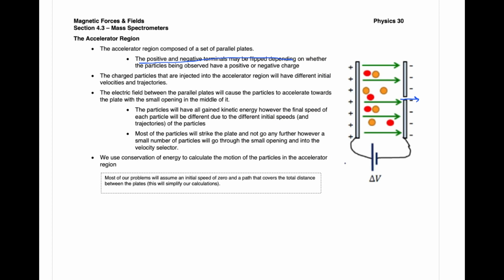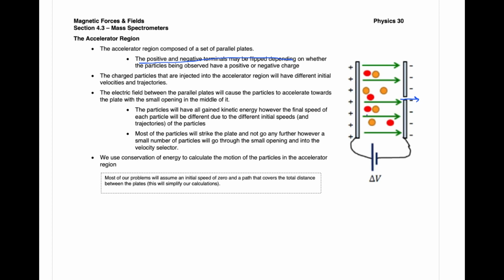So we eject the charged particles into that accelerator region. Now, one thing to remember as well, that they all have different velocities when they're injected in there, and they have different trajectories. So some might be moving this way, some moving towards that negative plate already. They're moving in all sorts of random ways there. Now this electric field, when we apply it, is going to cause all of them to accelerate towards this plate. Again, we want it to be the one with the hole in the middle because we want some of those particles to go through here.